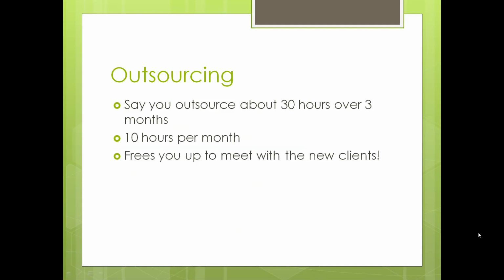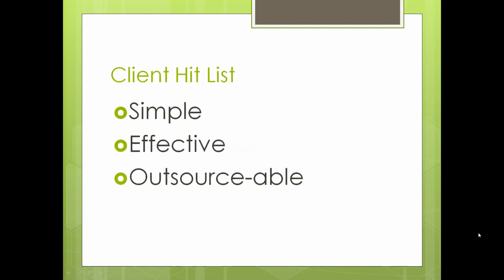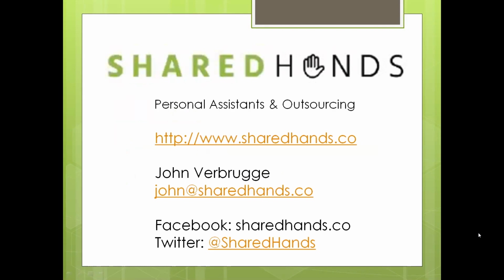Everything else is outsourced. All right, we're going to recap a little bit. The client hit list: it is simple, it's effective, and it's outsourcing. Brief recap, you come up with 25 ideal prospects that you want to turn into clients. You're going to work with them over the 3 months. And by outsourcing a good chunk of that, you're going to connect with them on direct mail, email newsletters, social media, and phone calls, as well as events where you know they're going to be hanging out, and finally, an in-person meeting. All right, so that's the gist of the hit list.